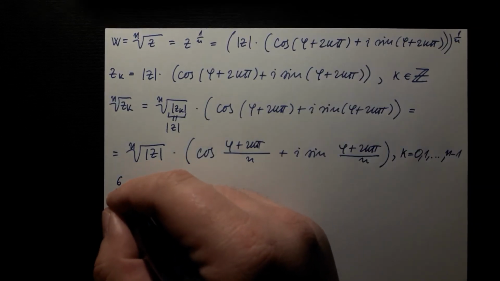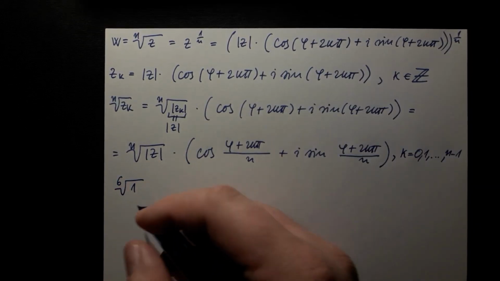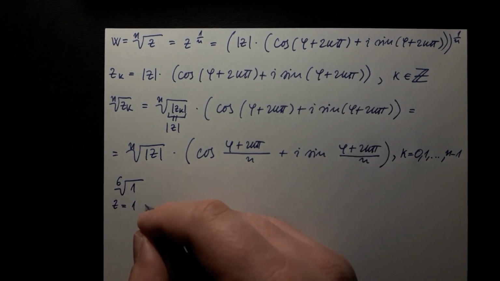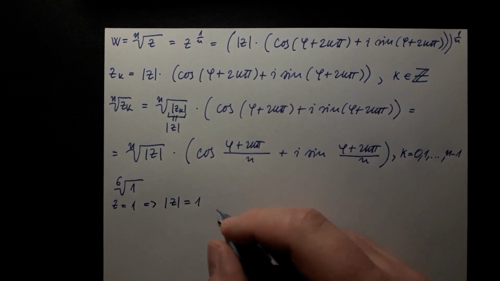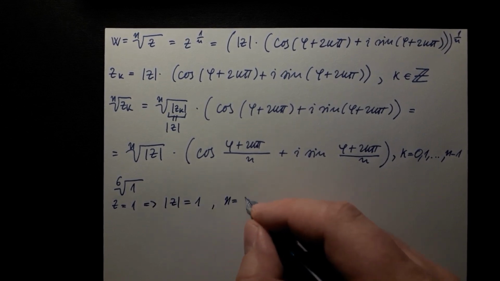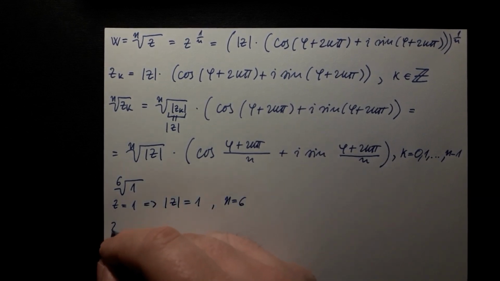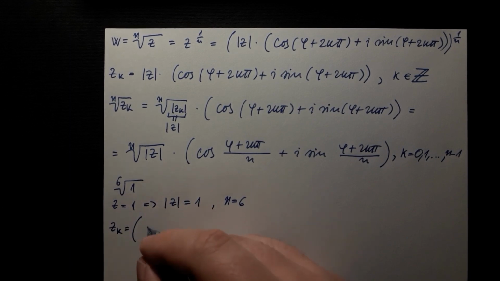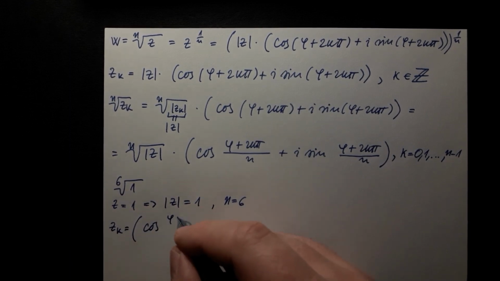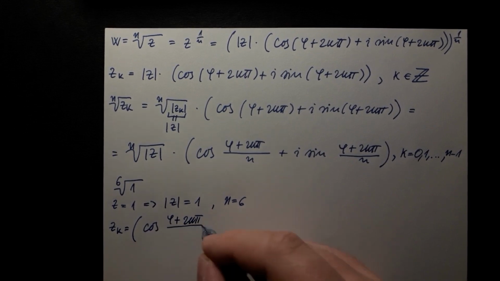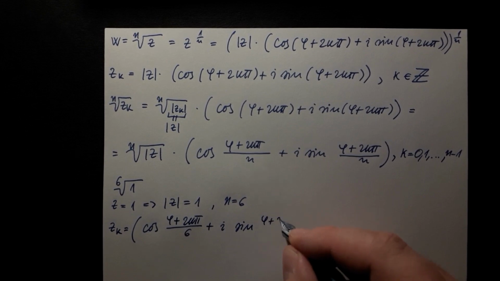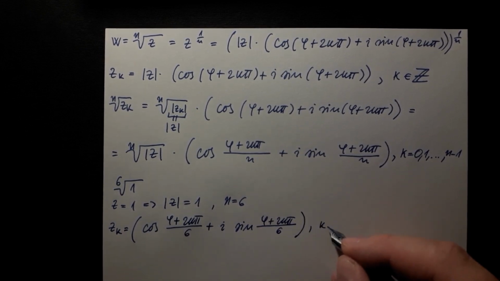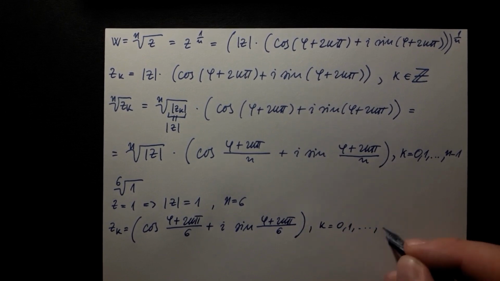Now let's calculate the sixth root of number 1. Basically, that means that z is equal to 1, and that makes module of z being equal to 1. And n is 6. Well, that means that number zk is equal to cosine of phi plus 2kp divided by 6 plus I sine of phi plus 2kp divided by 6. And k is 0, 1, all the way to 5.